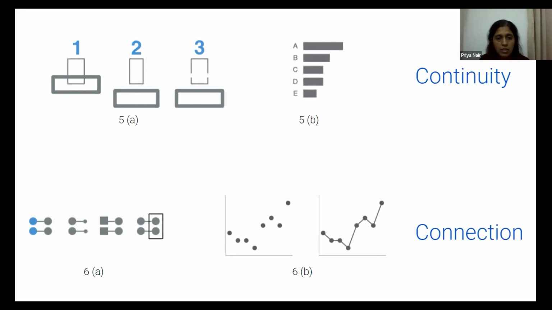Then the next is the connection principle. The connection principle overrides the similarity principle, because even though you have patterns which are of the same colors or same shapes, if you create a border across those and make it a connection, people will focus their attention on that and perceive that as a separate group.